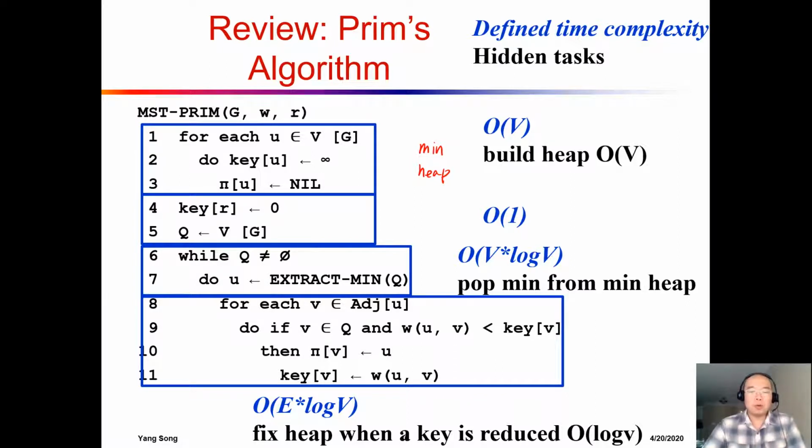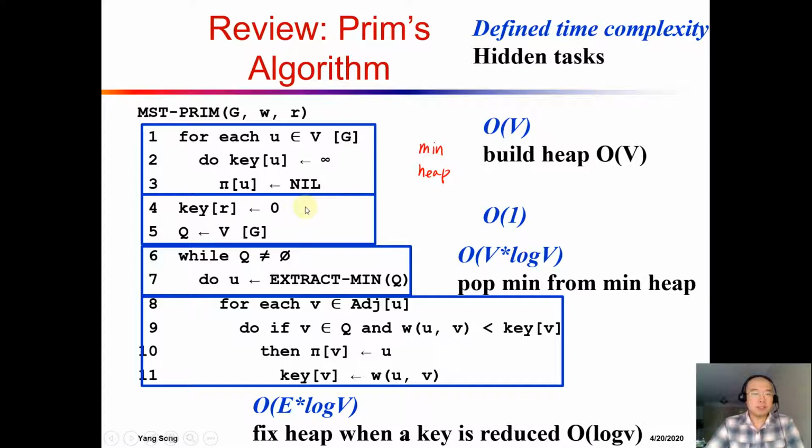If you want to review the lecture on heap sort, you will see that to build a heap of the V nodes, the time complexity will be O(V). So anyhow, the time complexity is O(V), and then the hidden task to build a min heap has a time complexity of another O(V). So for the first box, the time complexity is O(V).